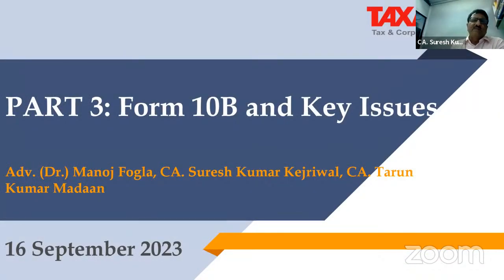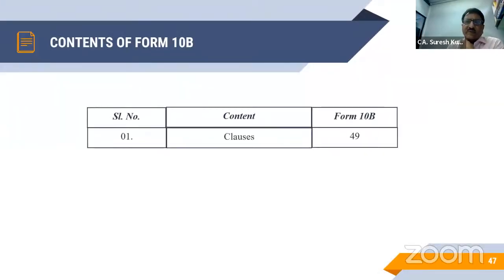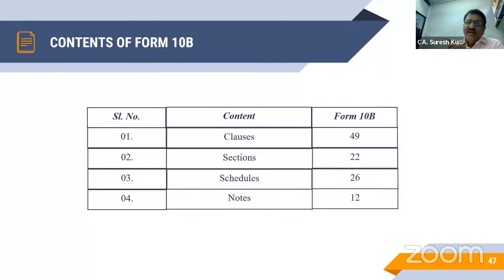So our target was to complete Form 10BB in detail, so that 80 to 85% of the NGOs can be served. Now we are coming to the third part of our presentation, which is Form number 10B and the key issues arising therefrom. So what is the content? Instead of 32 clauses, we have 49 clauses. Instead of 6 schedules, you have now 22 sections, 26 schedules, and 12 notes. So this form is a much bigger form, having 49 clauses and a huge number of schedules, 26.